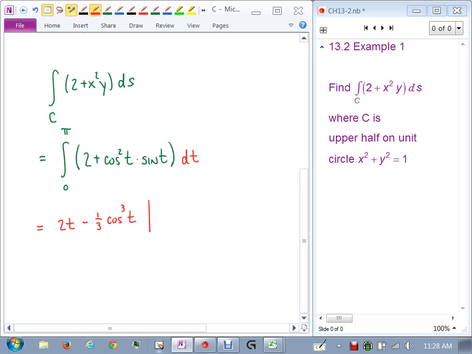Okay. And then 0 to pi. So let's plug in pi. If you plug in pi, we get 2 pi. What's cosine of pi? -1. Cubed is still -1, so that'll become a plus 1/3. Then you subtract from that what you get when you plug in 0. Plug in 0, you get 0. Plug in this 0 here. What's cosine 0? This is 1, so that's just -1/3 there.